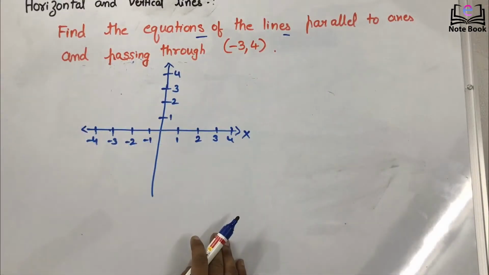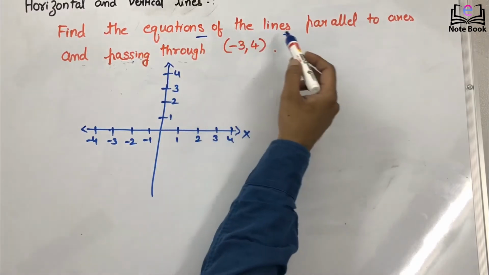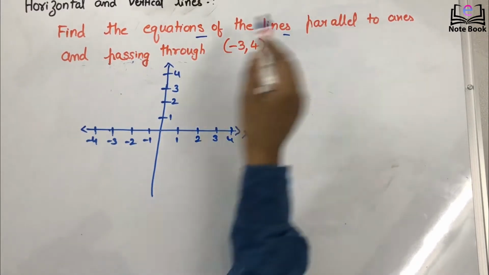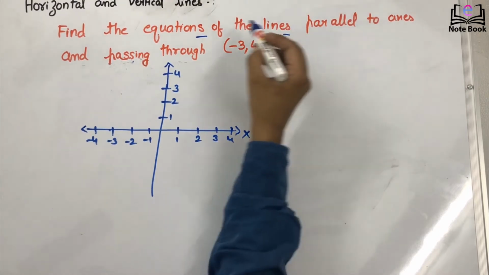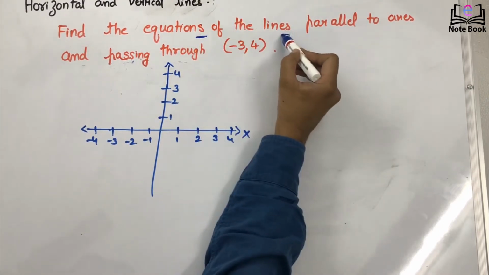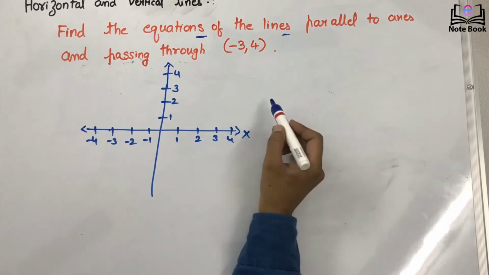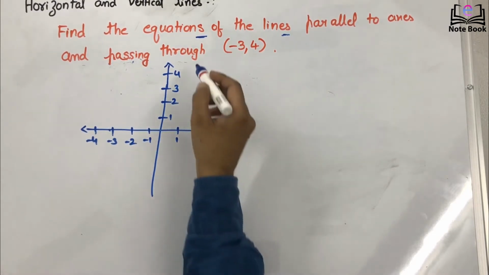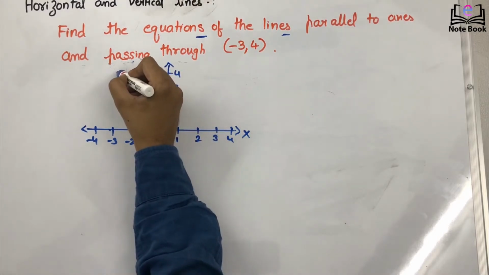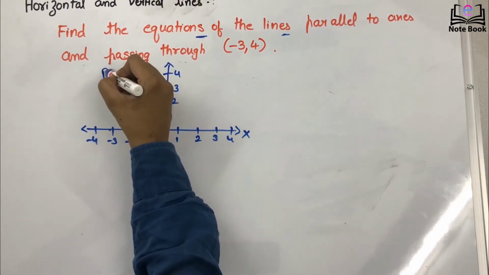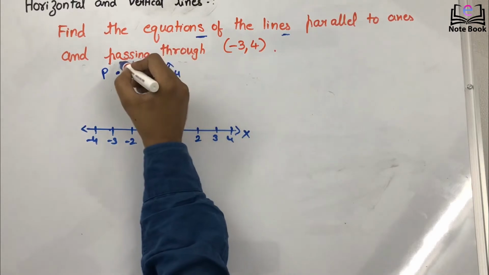After learning about horizontal and vertical lines, let us look at a small problem. Find the equations of the lines parallel to axis and passing through minus 3, 4. Now he has asked equations of the lines. The lines will be parallel to x-axis and parallel to y-axis. Now plot minus 3, 4. Let it be point P whose coordinates are minus 3, 4.